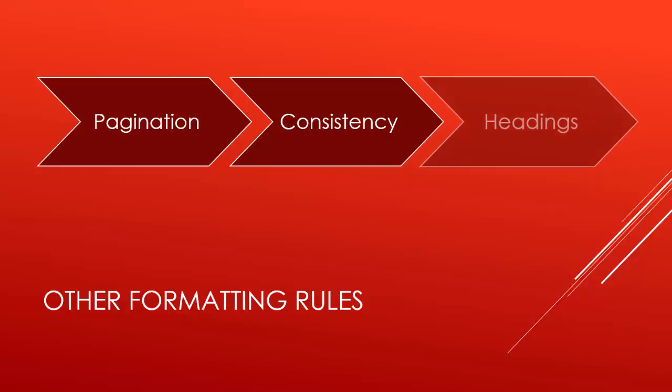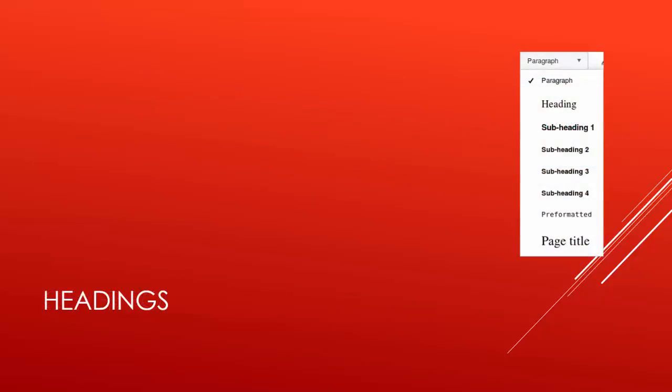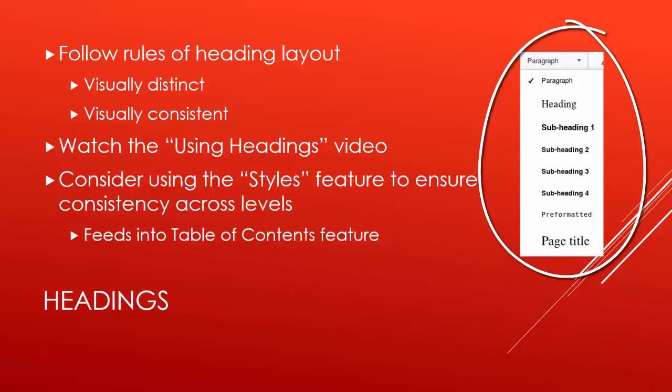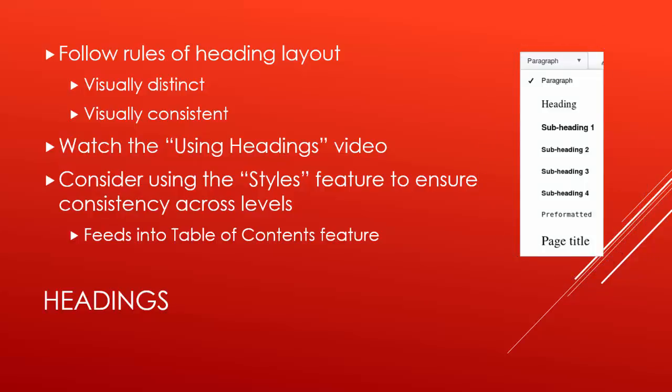Lastly, it is very important that the headings in the report follow the rules of heading layout. If you have not done so already, please watch the Using Headings video for more detail on this important component of reports. You may find it helpful to use your word processing software's Styles feature to ensure visual consistency and distinction for each of your heading levels. Using this feature will also make it very easy to create a table of contents for your report.